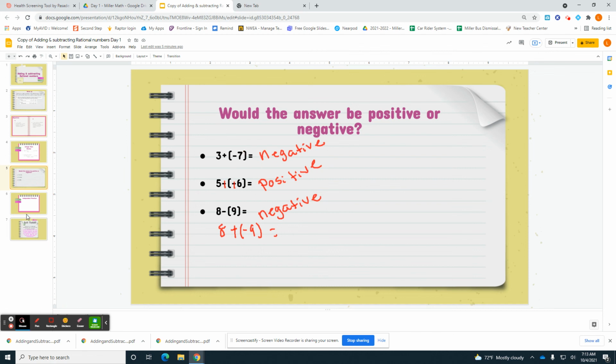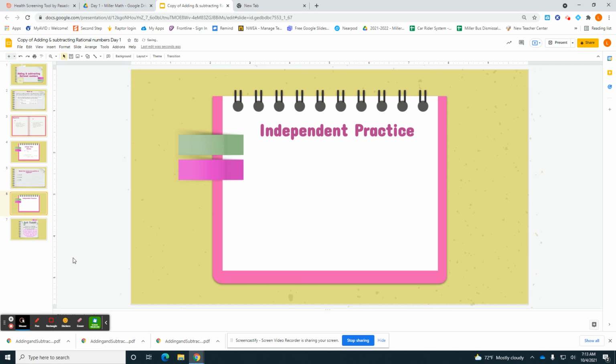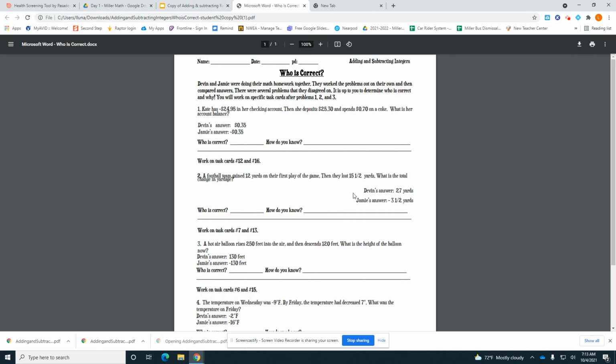Let's go on to your independent practice. Today is a lot of independent practice because we've been doing adding and subtracting rational numbers. This is going to be your independent practice. You will work out this first one. Tell me who has the correct answer, Devin or James, and how do you know it's correct?